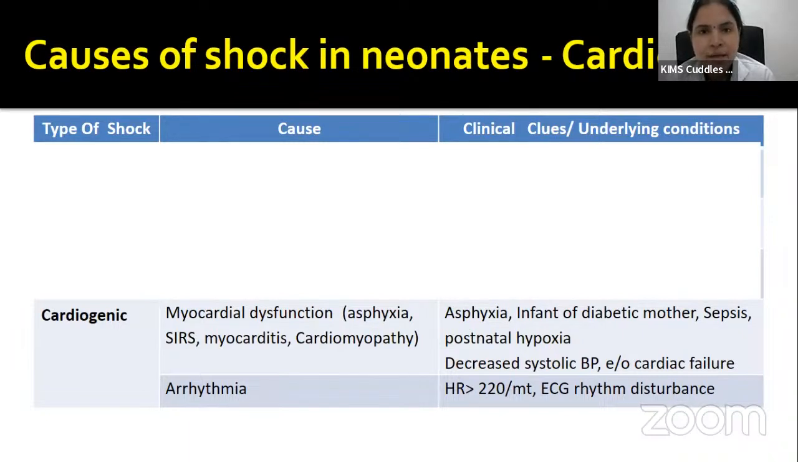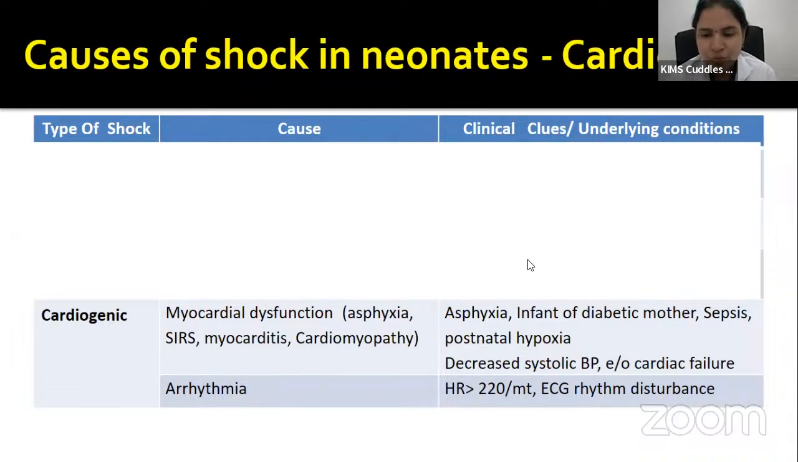The common clinical scenarios where we see cardiogenic shock include, as we have just seen, a baby who is born with perinatal asphyxia, or an infant of a diabetic mother who is born with hypertrophic obstructive cardiomyopathy, where the baby can present with severely impaired diastolic function of the heart and impaired left ventricular filling. This can lead to decreased cardiac output due to the asymmetric septal hypertrophy. Sepsis often is associated with myocardial dysfunction and cardiogenic shock. The same situation can also be seen in a baby who has had a postnatal hypoxic event, like a baby who has had a cardiac arrest post-delivery.